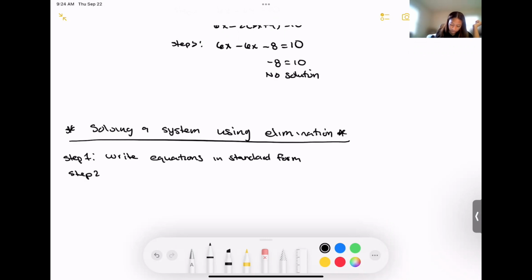Step 2 is, once you have the equations in standard form, figure out which variable you want to eliminate. Sometimes you'll have to multiply one of your equations, sometimes you'll have to multiply both, but the goal is to get the coefficients to be opposites. So if one has a 2x, the other should have a negative 2x. If one has a 5y, the other should have a negative 5y, at least for one of the variables. So multiply one or both equations so the coefficients of one variable are opposites.